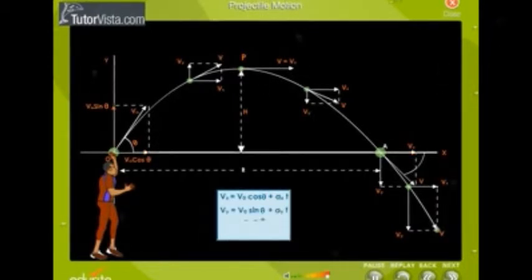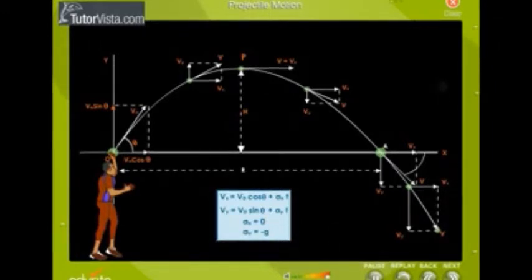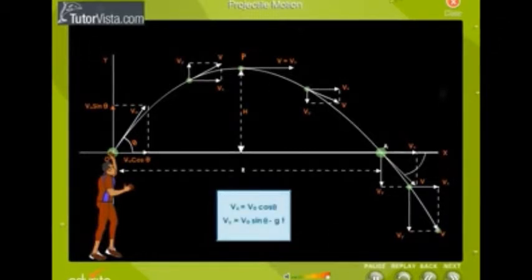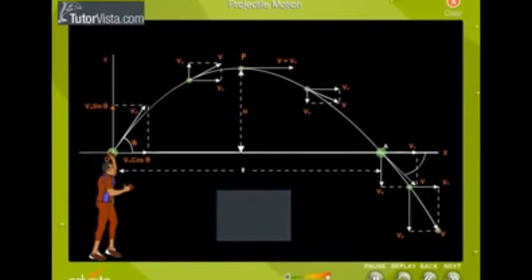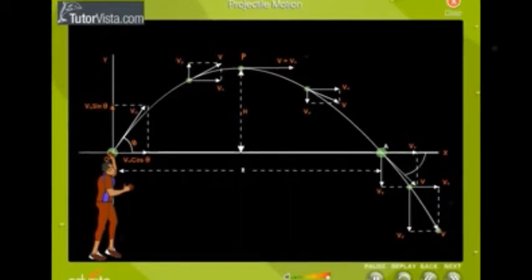There is no acceleration in the horizontal direction. The vertical component of acceleration ay is equal to minus g. Substituting the value of ax and ay in equations 1 and 2 respectively, we get, that is, the vertical component of velocity changes with time, and at the highest point, the vy becomes 0.